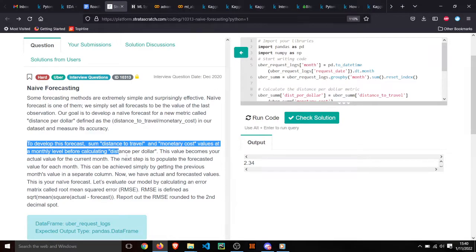Now to develop this forecast, we sum distance to travel and monetary cost at the monthly level before calculating. Okay, so this is straight away telling us that we need to group by the month level and then calculate these two measures, right? This value becomes your actual value for the current month.